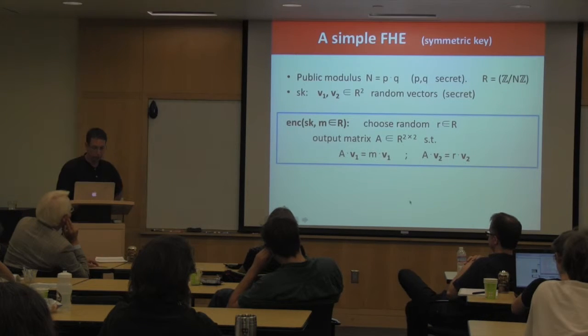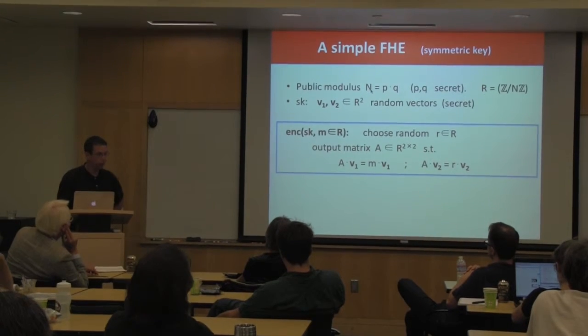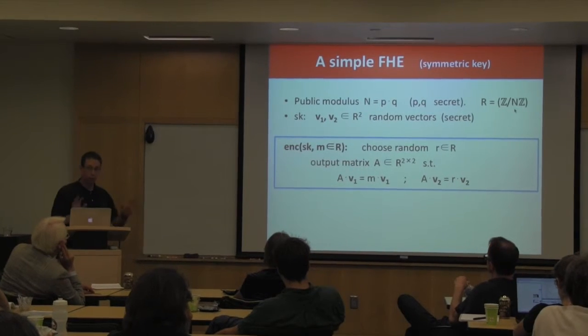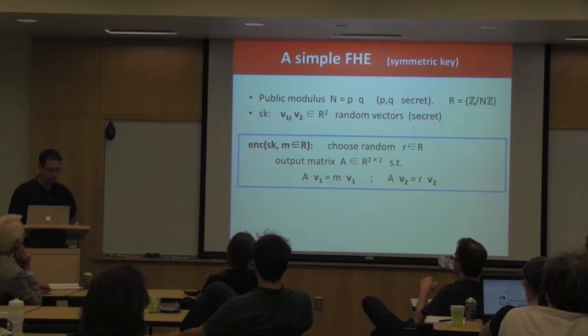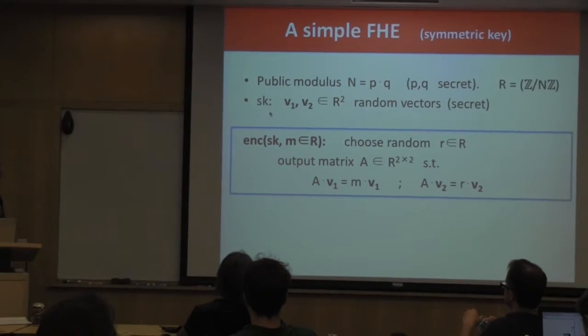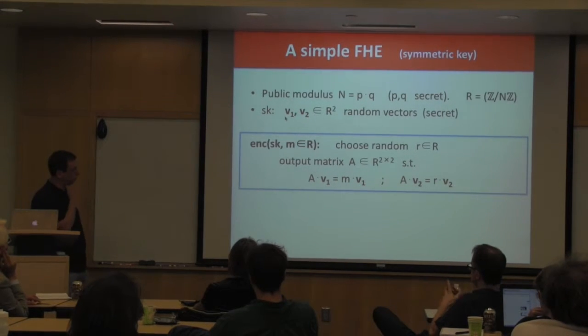So you have a modulus, which is n equals p times q. The factors are secret, n is public, and we're gonna work in the ring Z mod n. Now here's how we're gonna do encryption. Really as simple as it gets. We're gonna choose two vectors, v1 and v2. They're gonna be secret vectors. This is gonna be the secret key. It's gonna be a symmetric key FHE scheme. So v1 and v2 are the secret key.